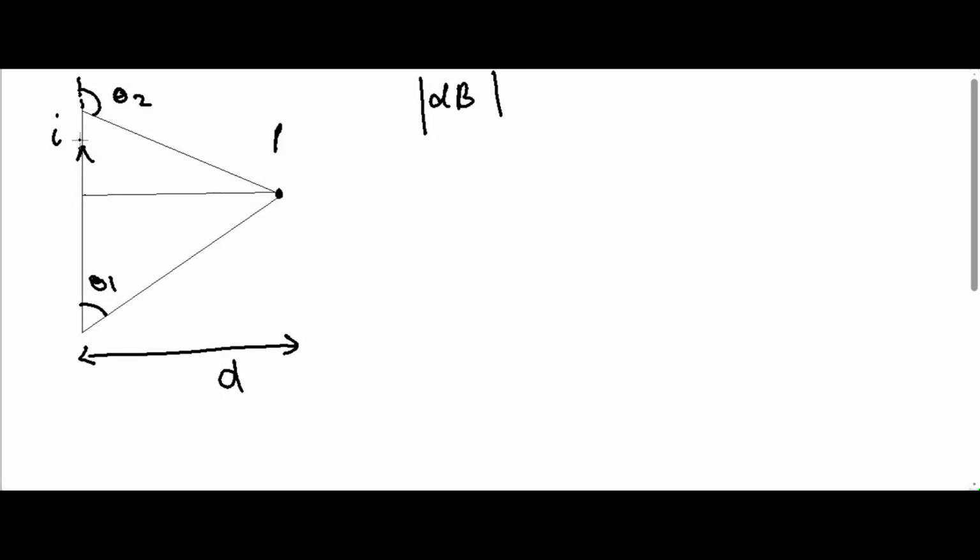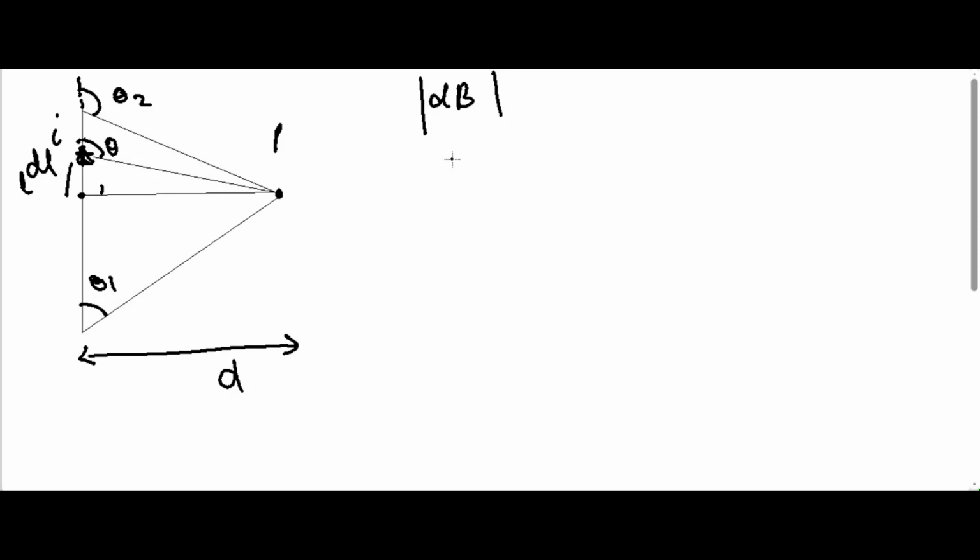Let me take a small element here. This is a small element of length, say dl, which is at a distance of L from the point where the perpendicular is drawn. Suppose it makes an angle of theta.